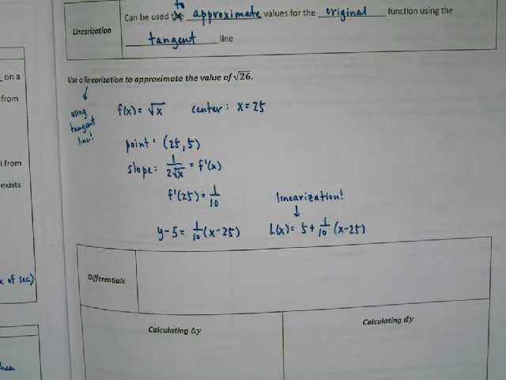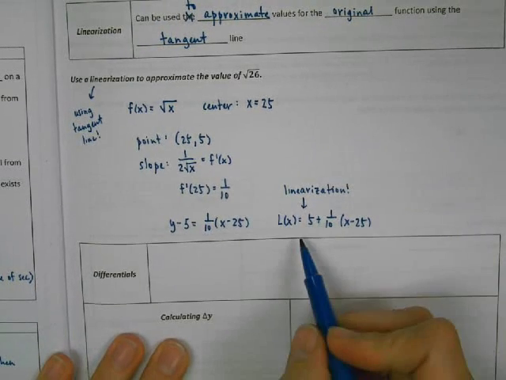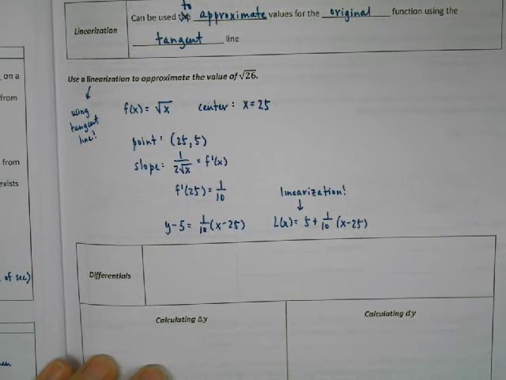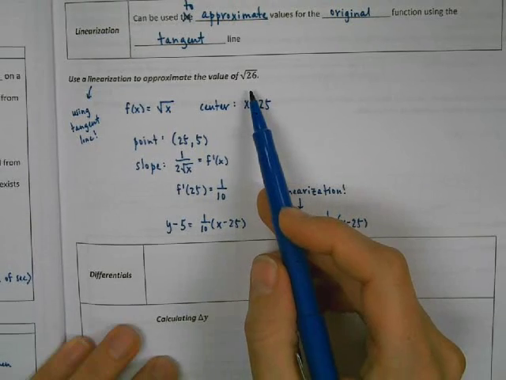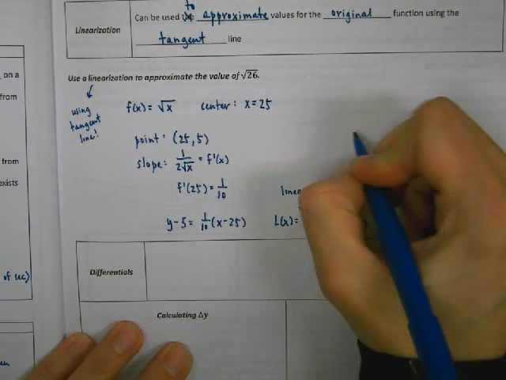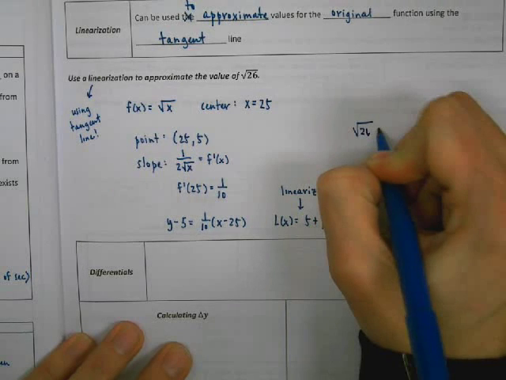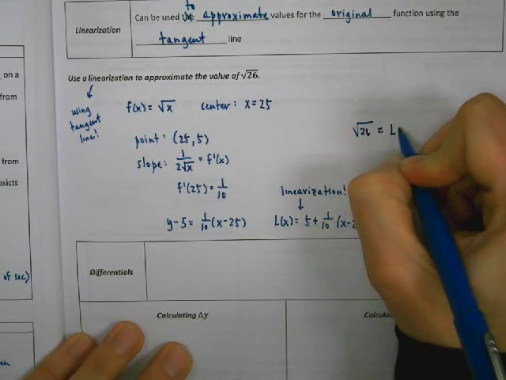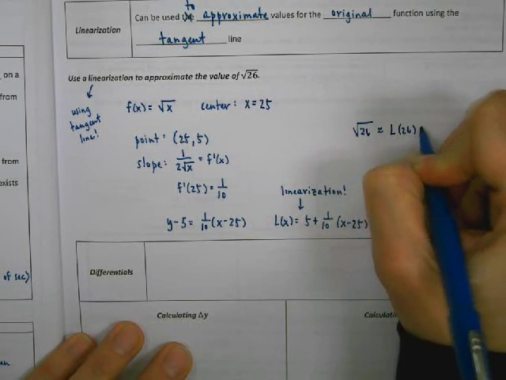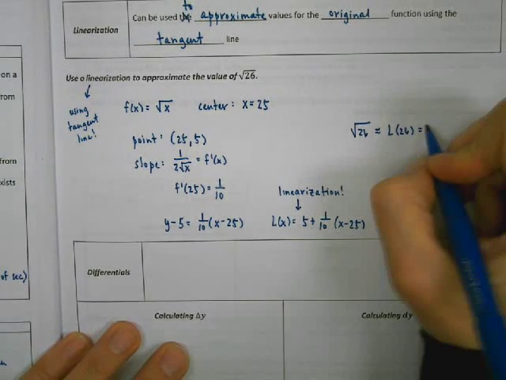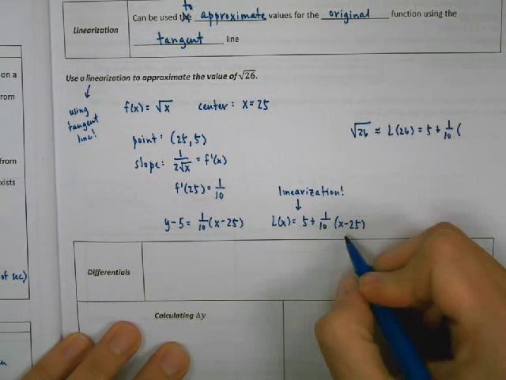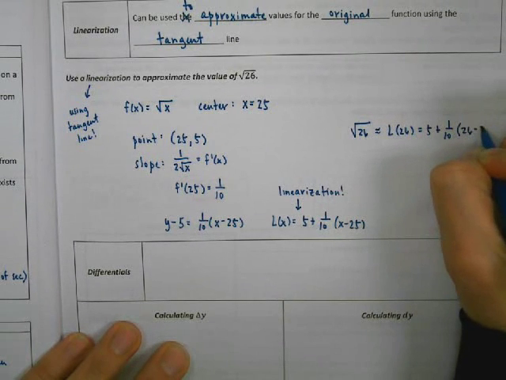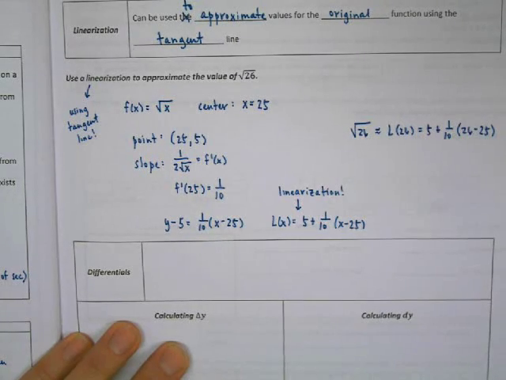All right, sorry, I had to pause that for a second, so I don't remember exactly where I left off. But the idea here is that when we come up with this equation, that is our linearization. Sorry if I'm repeating myself. And we're going to use that to approximate this value. So I know that the square root of 26 is going to be approximately equal to my linearization at 26. And here's where I use my equation. So 5 plus 1/10 times my x is 26 minus 25.